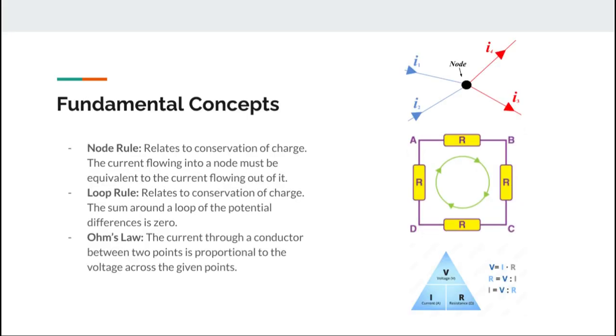So fundamental concepts, of course the node rule, it just relates to conservation of charge, and it's just the current flowing into a node must be equivalent to the current flowing out of it. That's the simple definition of it. You can see it on the top right. Then you have the loop rule, again relates to conservation of charge, but this one can be described as the sum around a loop of potential difference is always going to be 0, and then that's right in the middle. And then you have Ohm's law. That's just the current through a conductor between 2 points is proportional to the voltage across the given points. You just kind of see what that's talking about down in the bottom right.